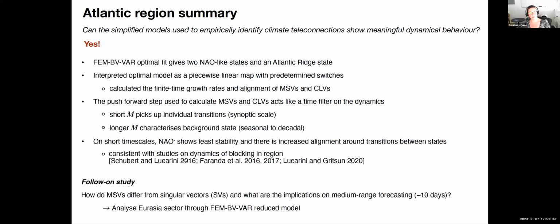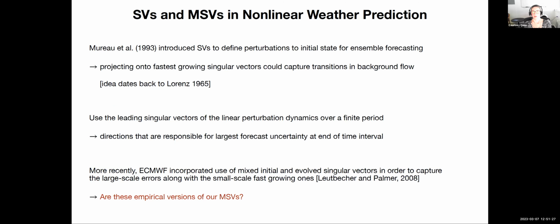That led us into our final follow-on study, which was how these mixed singular vectors differ from singular vectors themselves, and what the implications are for medium range forecasting, so things past 10 days, maybe 14 days. That was where the Eurasia study came in. It was prompted by the idea that MSVs are actually already used in numerical weather prediction. SVs were introduced originally to define the perturbations to your initial state for ensemble forecasting, because they project onto your fastest growing singular vectors. So you're getting your fastest growing modes to capture those transitions.